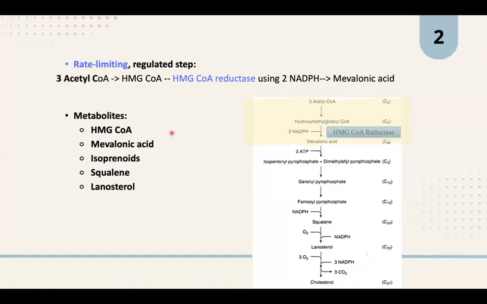Okay? You don't have to know the steps, but you should know the metabolites or be able to identify them. So if for example, you're asked about squalene, you know that it's related to the cholesterol synthesis or isoprenoids or whatever. You know that they're related to making cholesterol, but you don't have to know the steps. You just have to know the first one, which is the rate limiting by HMG-CoA reductase.